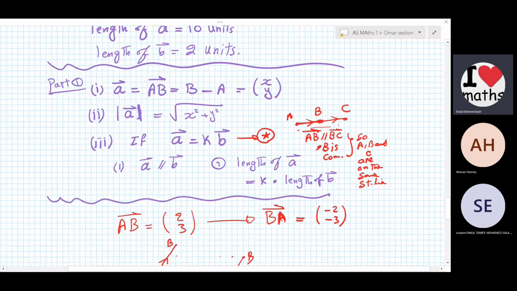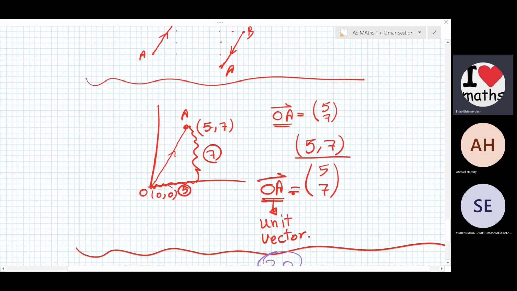Here we have only done part 1. We identified how to find out the vector. We identified how to find out the length. We defined that if they are two parallel vectors and there is a constant between them, then both of them will be parallel. Next part, if they are parallel, one of them will be a constant multiple of the other. Is that part clear? And we use that to prove the 3 points are on the same straight line.